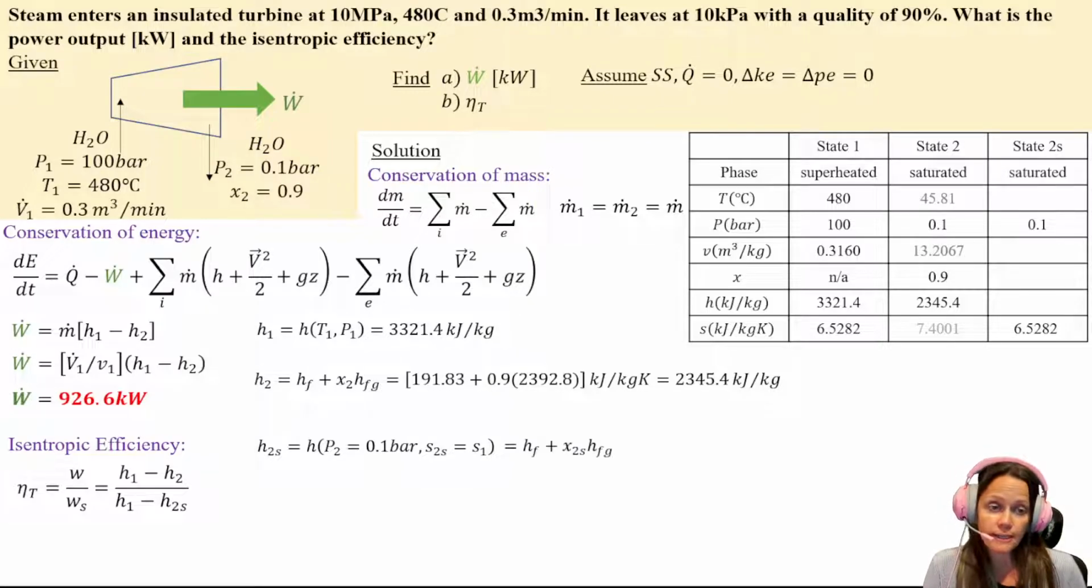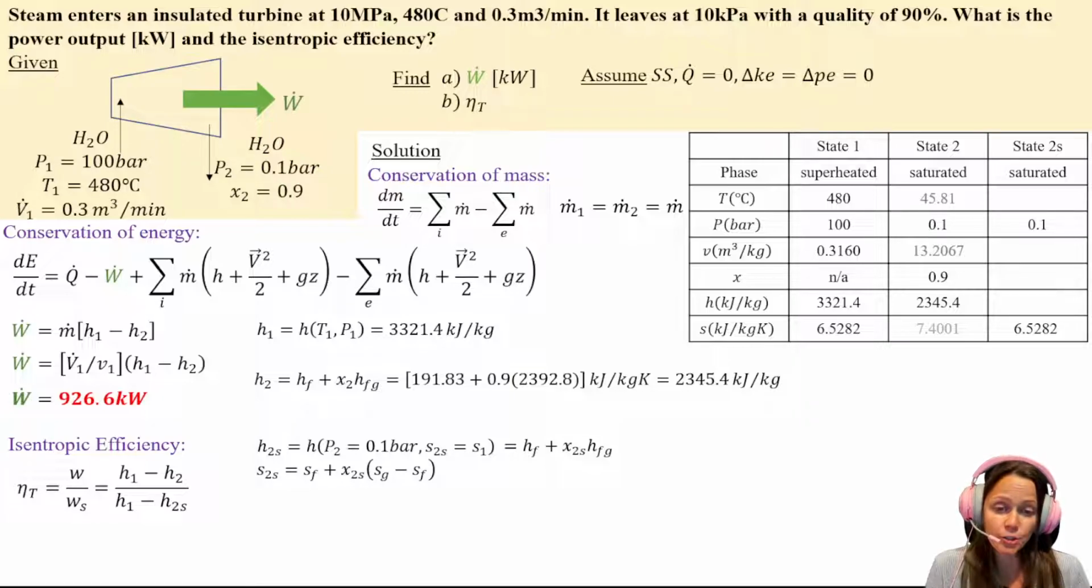And if I look at my saturated tables, I'll find that I'm saturated because at 0.1 bar, that S value, 6.5282, is between the S sub F and the S sub G value. So I know that it's two-phase, so I know that the enthalpy is defined according to that H sub F plus the quality times H sub FG. So I'm ready to plug in some numbers, but I do need to get that quality X sub 2S.